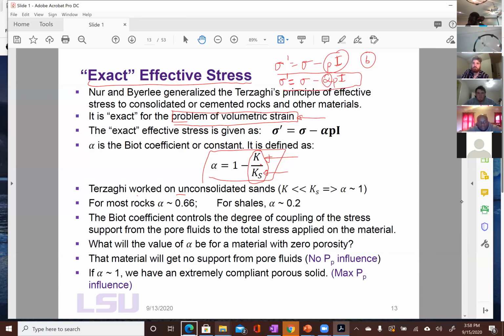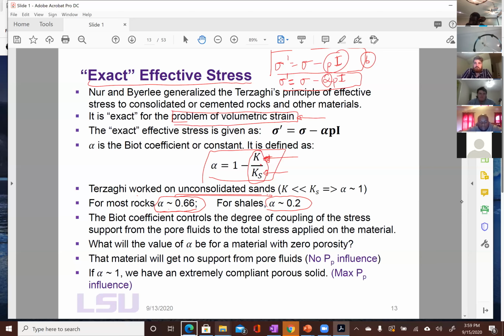So Terzaghi worked on unconsolidated sands, so he was able to get by with this simple effective stress, which assumes alpha is 1. But for most rocks, it's much less than 1. For most rocks, it's about 0.6, 0.5, thereabout. For shale, it's much smaller. Why? Porosity of shales is much smaller, right? As porosity reduces, alpha reduces. How do we know that? You can get that from this definition of the Biot coefficient, right?